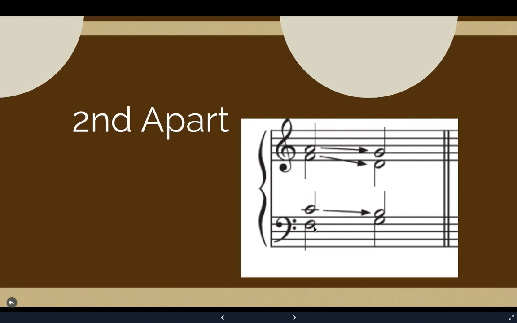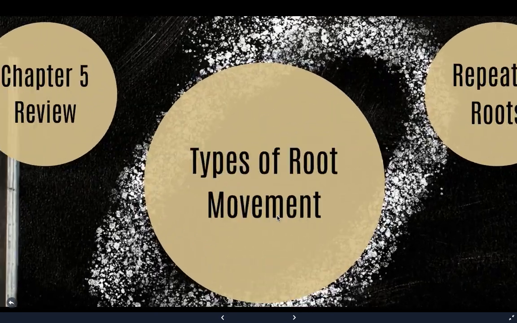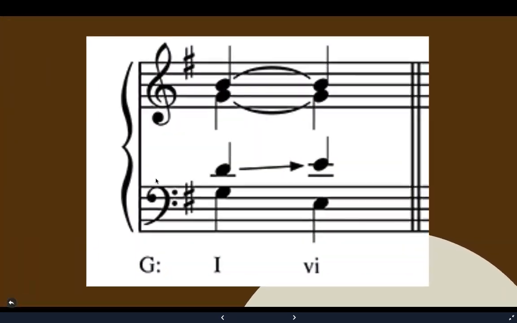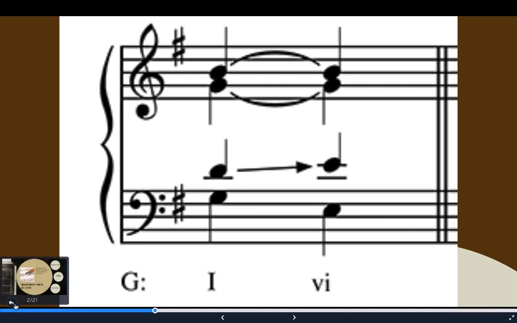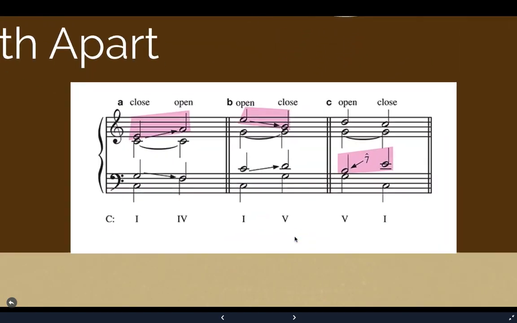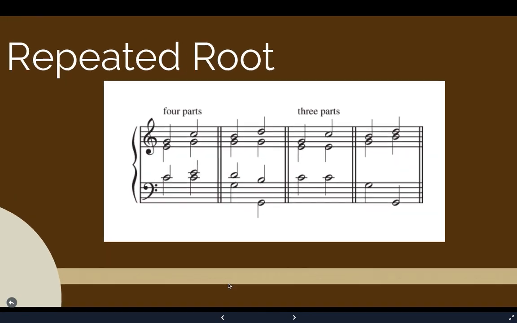Here, our first chord, our root note is this F. Our second chord, our root note is this G. So our roots are a second apart, and there are rules for how we navigate changing between those chords. They can be a third apart. So here our roots are a third apart, moving in a third. They can be a fourth apart, or we can hang on to the same root.